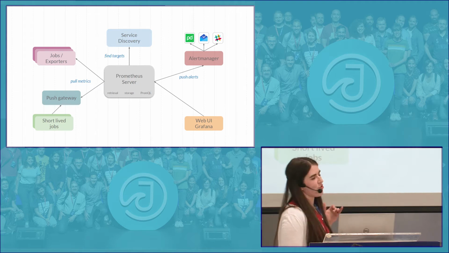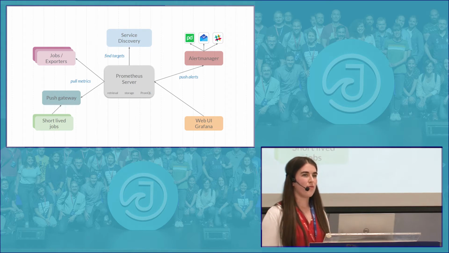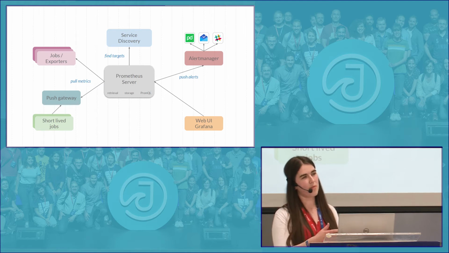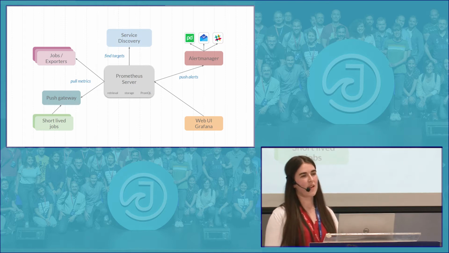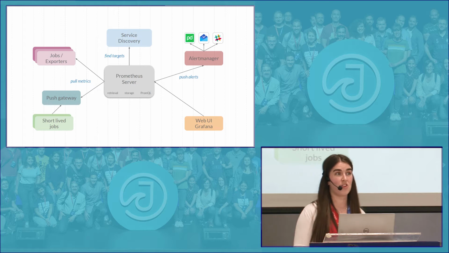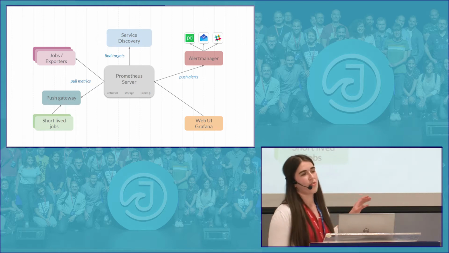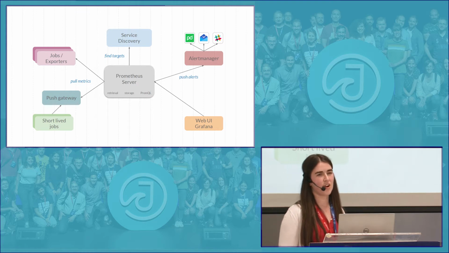But in the case where you have short-lived jobs, so maybe jobs which you start and they don't last for very long, Prometheus also provides a push gateway. So rather than missing out on those jobs which might start up and stop between metric scrapes, they can push their metrics to the gateway, and then Prometheus will pull those metrics from there instead. I mentioned there's also the service discovery component, and that takes care of finding different targets to scrape from.